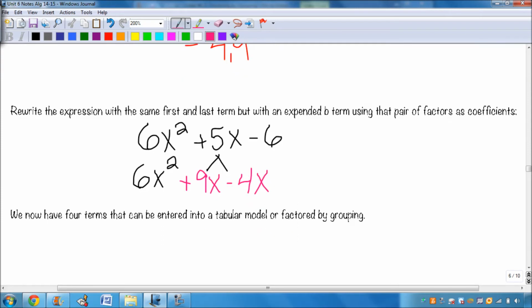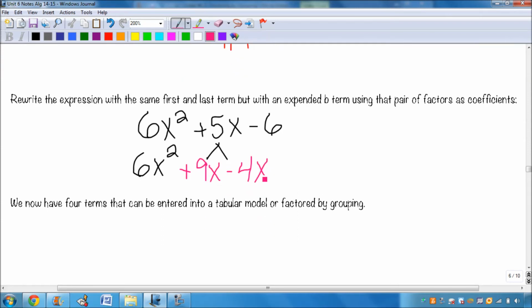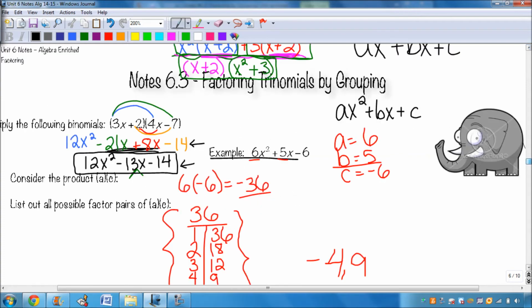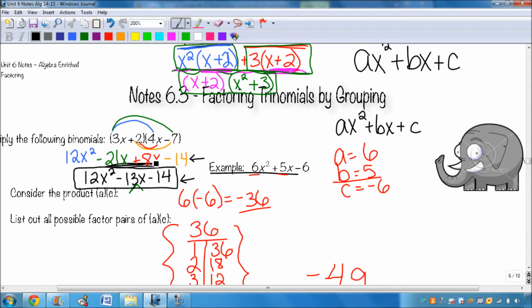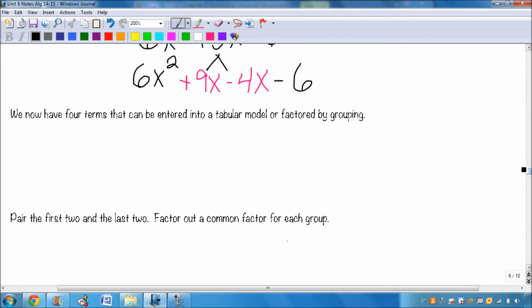It doesn't matter what order you use it in. You can say 9x minus 4x or -4x plus 9x. It's up to you, and then you copy down the -6. Now, remember, that just basically brings you back to this part right here where you have your 2 terms before you combine your like terms. So do you see how we're working backwards in order to bring us back to this section right here? Okay, so then we now have 4 terms that can be entered into a tabular model or factored by grouping.